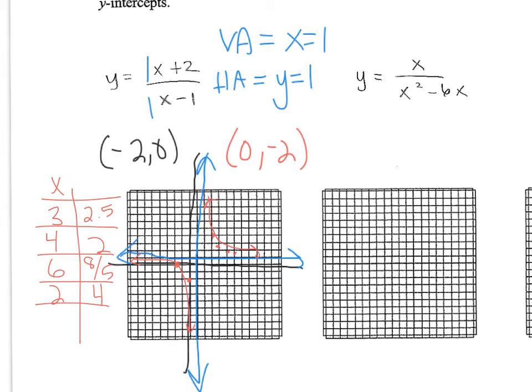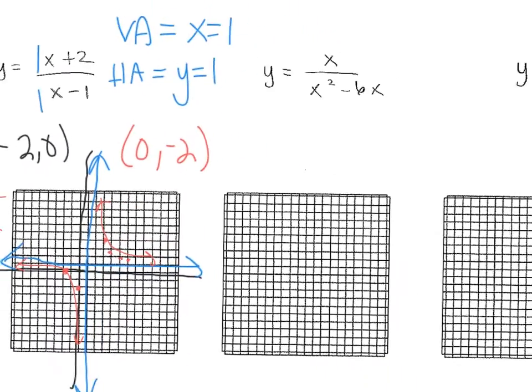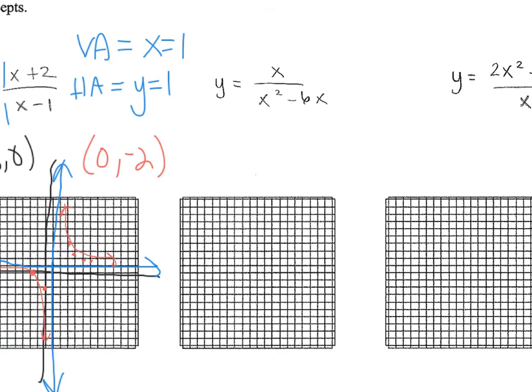So what you want to do first is factor. Look for a hole. You're going to have literally a hole at x equals 0. And you're going to have a vertical asymptote at x equals 6 right here. And then your horizontal asymptote: the degree is 1 on top and 2 on the bottom. The degree is greater on the bottom, so it's going to be y equals 0.